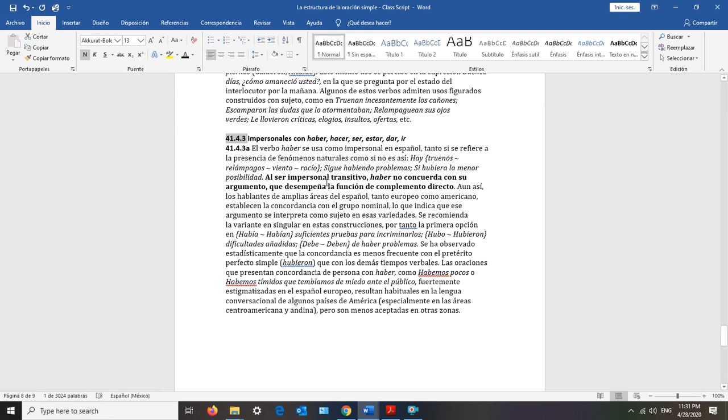Now, al ser impersonal, transitivo, goes RAE, haber no concuerda con su argumento, habla de que haber tiene un argumento que desempeña la función de complemento directo. So this is important to understand that although it is an impersonal type of verb that selects for no subject, it does select for one argument. And this argument is required for by the meaning of haber, algo hay, right? But functions as complemento directo, uses RAE, o objeto directo. Okay?